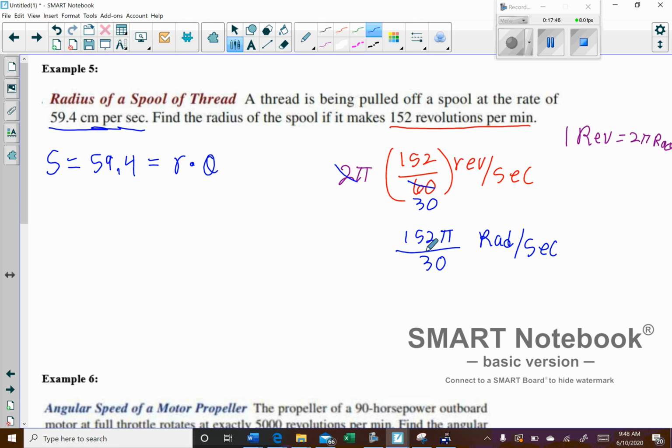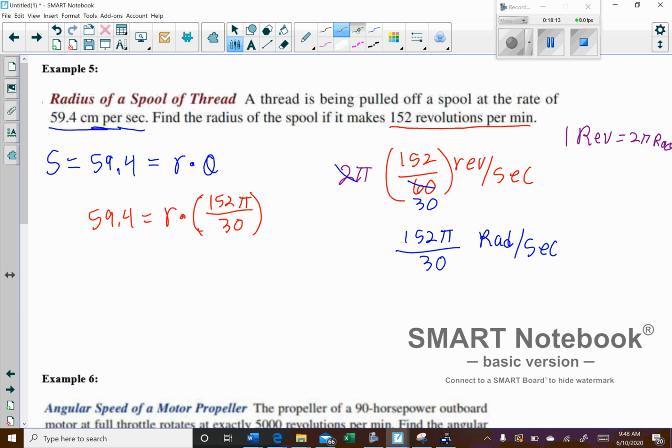It doesn't really matter because we're going to have to use the calculator to plug this in anyways. And so coming down here, I've got 59.4 is equal to my radius times 152 pi over 30. Okay. Now, we want to solve for radius, so we just are going to divide both sides by this.